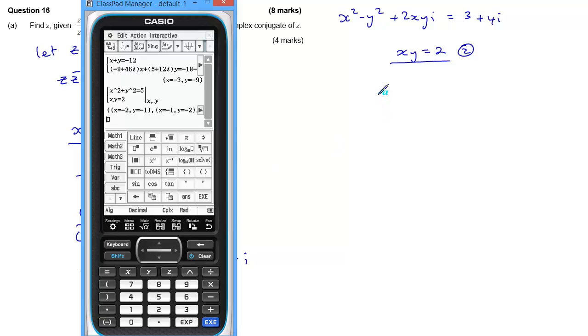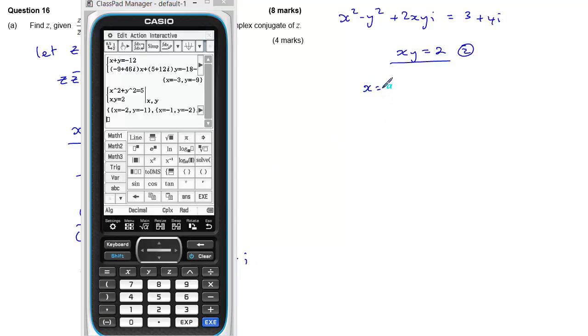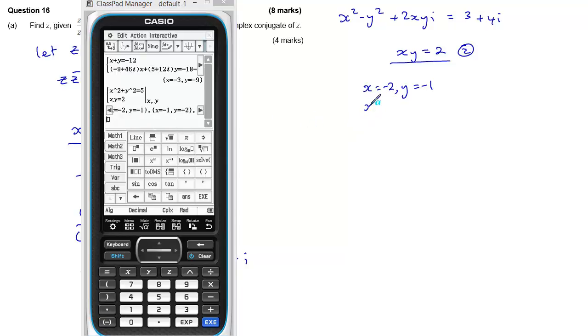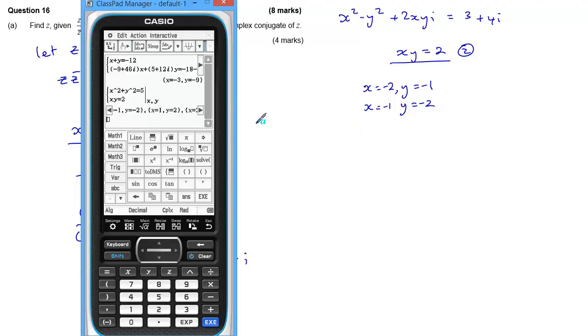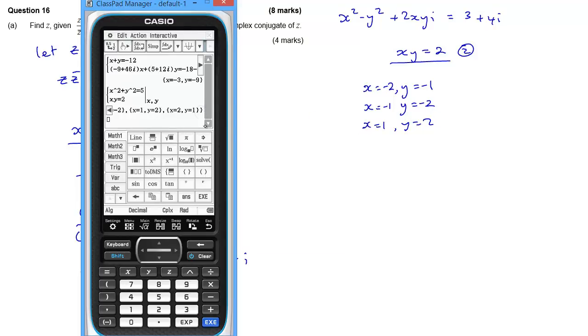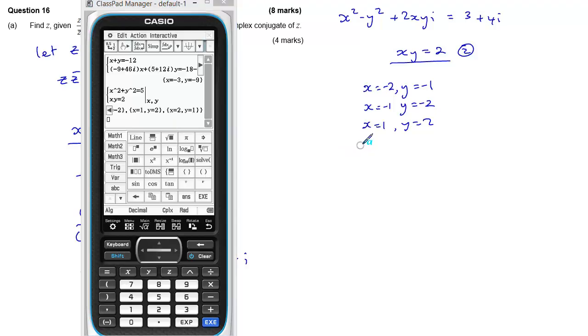So we get that x is equal to -2 and y equals -1. We also get x is -1 and y equals -2, and also x is 1, y is 2, and also x is 2, y equals 1.